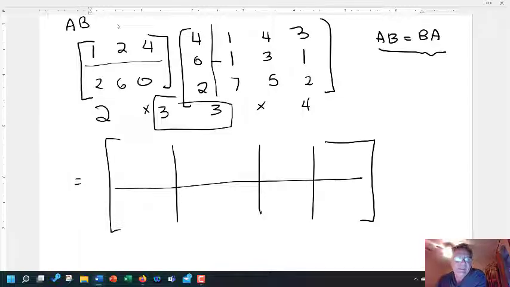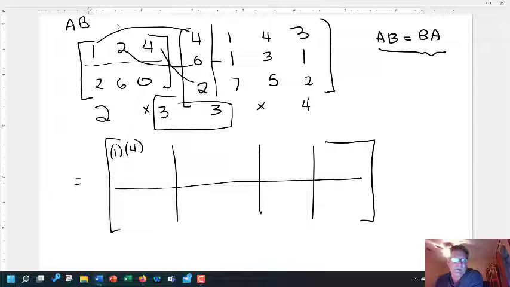Well, in each row, we're going to take the 1 corresponding with the 4, the 2 corresponding with the 0, and the 4 corresponding with the 2, and multiply them. So the first element is going to multiply by the first element. The first element in row 1 multiplies by the first column element. So that'll be 1 times 4. Then we do the second with the second, 2 times 0, and then the last one, 4 times 2.